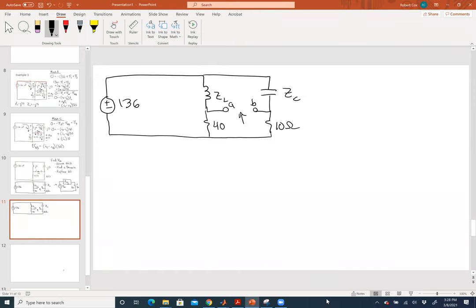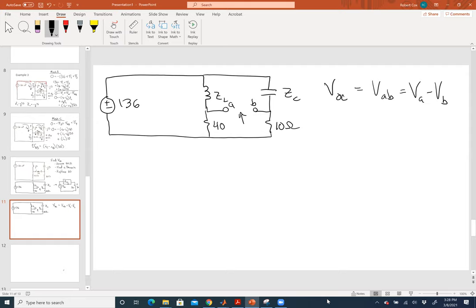I want to find the open circuit voltage here, VOC. VOC is the open circuit voltage at those terminals A and B, so essentially it's VAB in this circuit. How would I find that? What would be a good way to try to find that? VAB equals VA minus VB. That's correct.